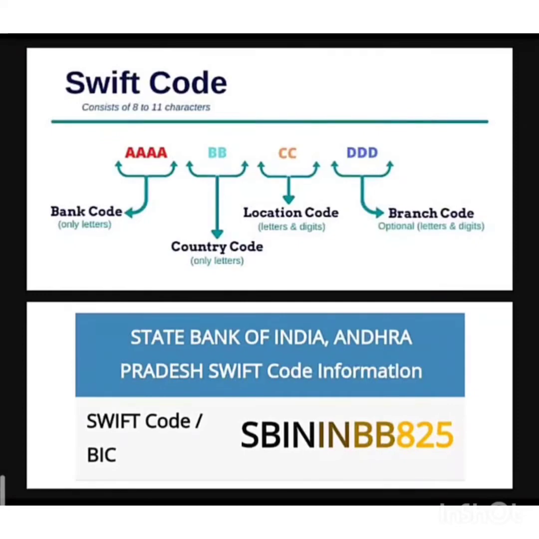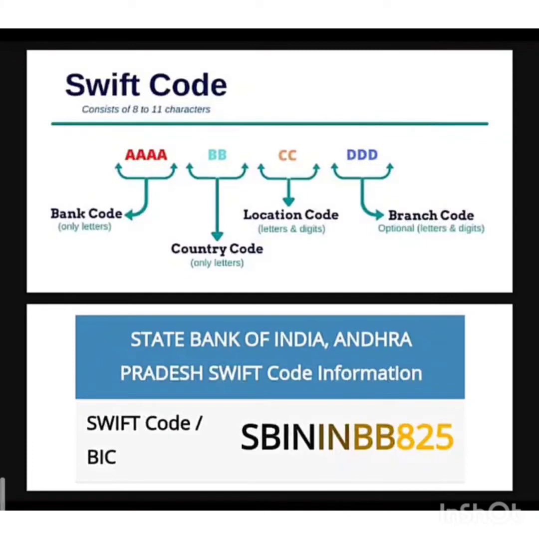So you can see I have given an example of the SWIFT code of the SBI main branch of Andhra Pradesh. SBIN is the bank code, the code of SBI bank. Followed by IN, which is the country code. Then BB is the location code, which is common for the whole of India. And then 825 is the branch code of the particular Andhra Pradesh SBI bank. So this is how a SWIFT code is formulated, and this is very important for making any cross-border payments.